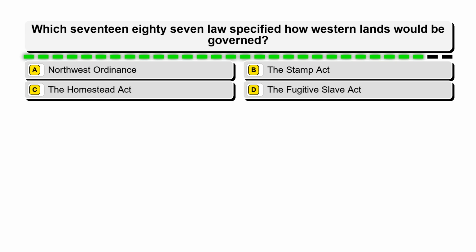Question 14. Which 1787 law specified how Western lands would be governed? Option A, Northwest Ordinance. Option B, the Stamp Act. Option C, the Homestead Act. Option D, the Fugitive Slave Act.